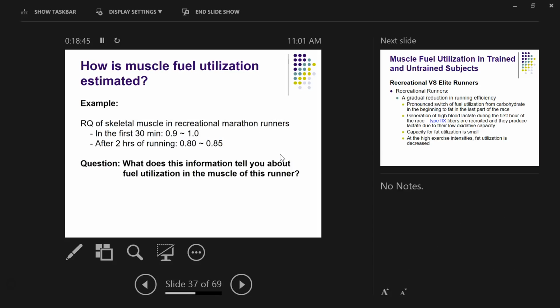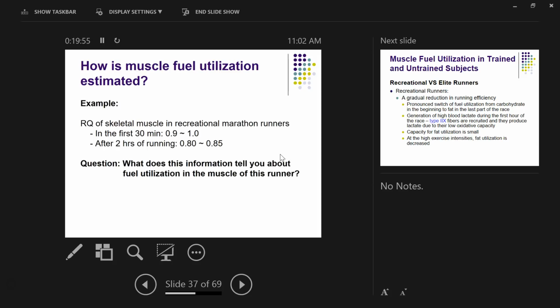So here is an example to tell us how muscle fuel utilization is estimated. For example, for a recreational marathon runner, in the first 30 minutes, when you measure the RQ, that particular marathon runner has an RQ between 0.9 and 1, right? And after 2 hours of running, almost finished running, when they measure the RQ again, the RQ has decreased, right? Between 0.8 and 0.85. So the question here for this example is, what does the RQ information tell you about the fuel utilization in the muscle of this runner?